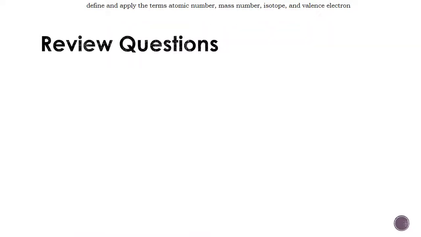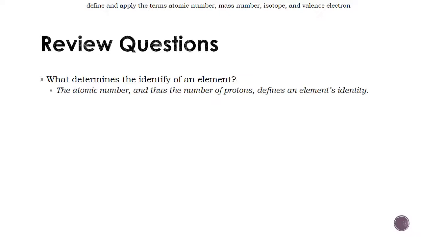So again, some review questions. Pause the video once you read the question, answer it yourself, and then play the video. Question number 1. What determines the identity of an element? The identity of an element is determined by its atomic number, thus the number of protons, because every element has a unique atomic number.